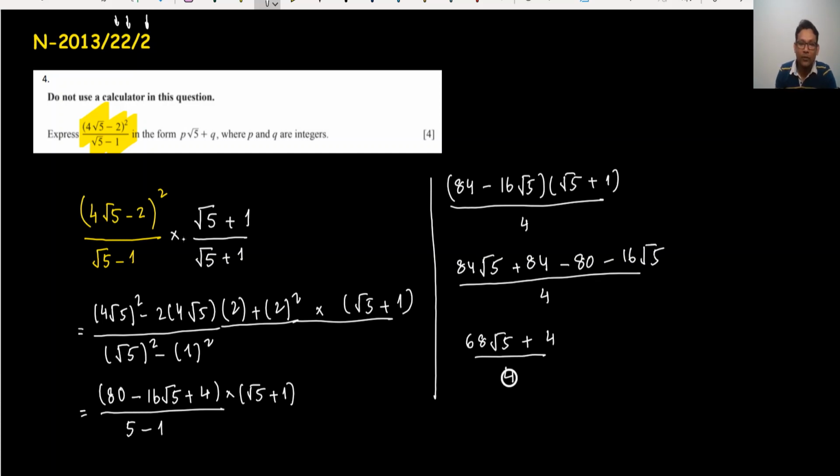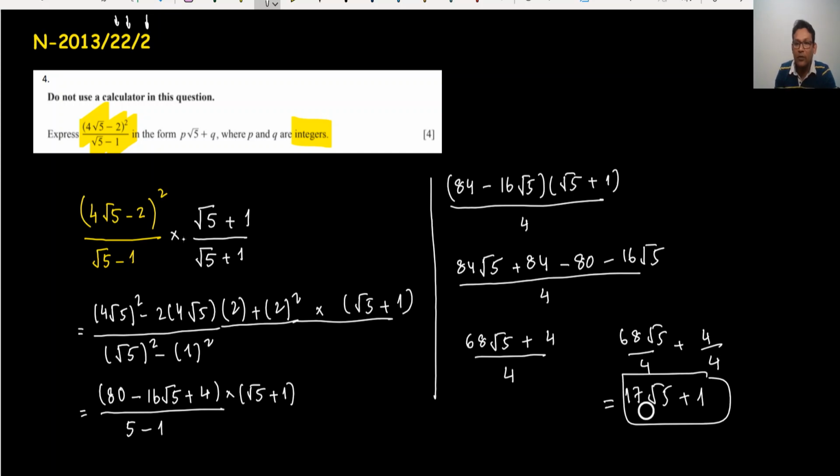Okay, you have two options. You can write 68 divided by 4 or plus 4 divided by 4. Here it is given integers, meaning not in decimal. When you divide, this is 17 under root 5 plus 1. We have done it because there is no decimal value here, p and q integers means not in decimal. So we have done question number 2, variant 2 paper 2, November 2013.